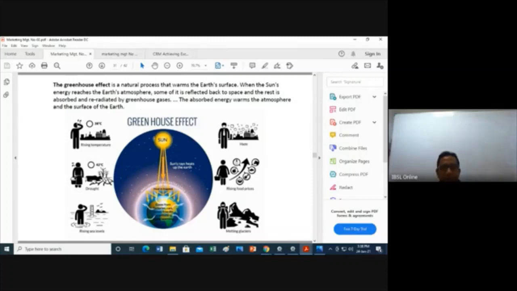So the greenhouse effect balances the temperature. Now, if this effect is affected, the planet will be either very cold or very warm. In both cases, we won't be able to live. So rising temperature will cause drought, and rising sea level due to glaciers being melted, rising food prices, and haze, that is the more heat.